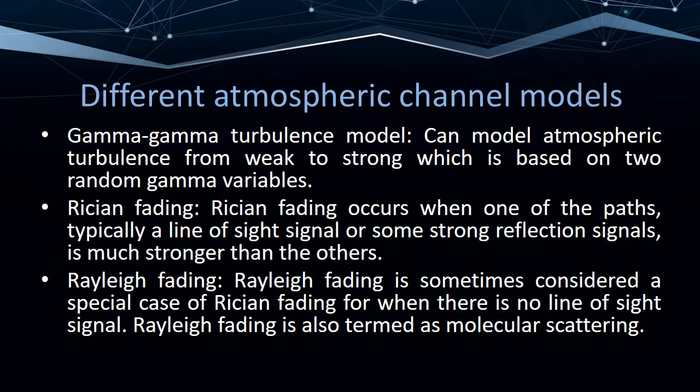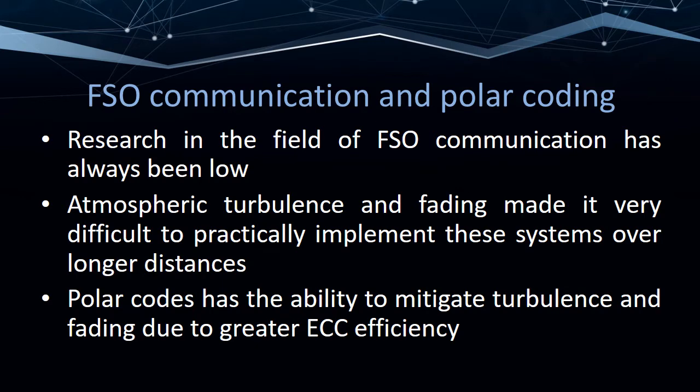In Rician fading, one of the paths, typically a line of sight signal or some strong reflection signal, is much stronger than the others in the path or area through which we are sending our data. Rayleigh fading is considered a special case of Rician fading when there is no line of sight signal. It is also termed molecular scattering.